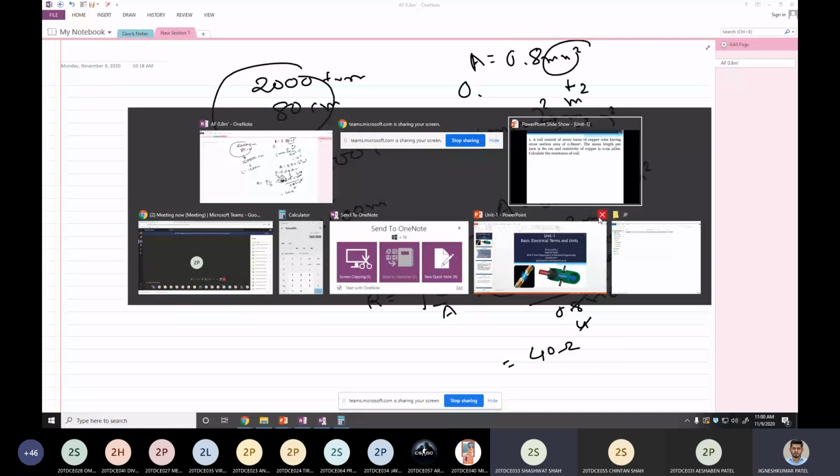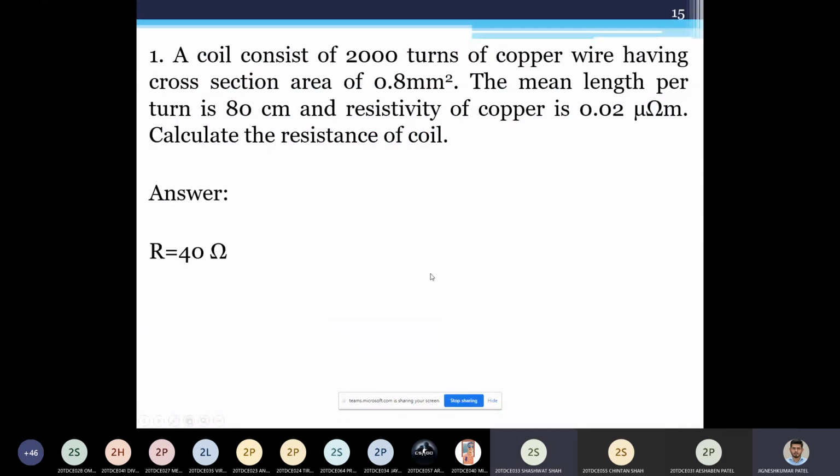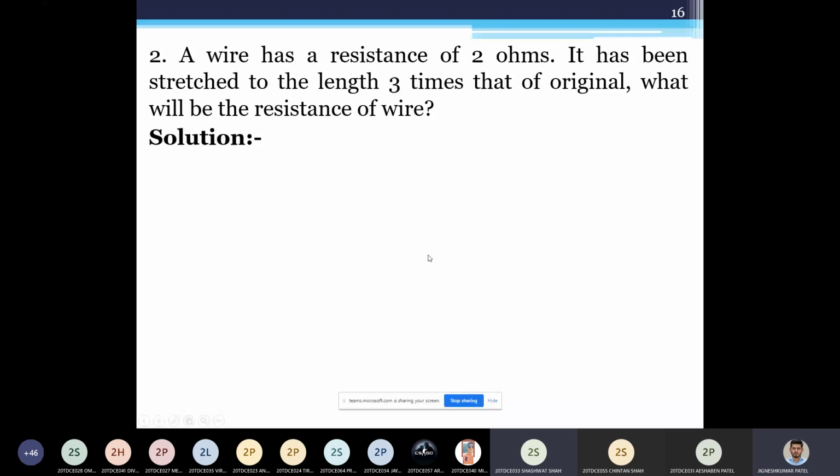Okay, the next example is a little bit tricky. Answer is 40 ohm. The next example is this one. Let's read it out first. A wire has a resistance of 2 ohm. It has been stretched to the length of 3 times that of the original. So suppose original is 1 meter, I am stretching it until it's 3 meter. Now whenever I stretch the wire, what will happen? The area will shrink.